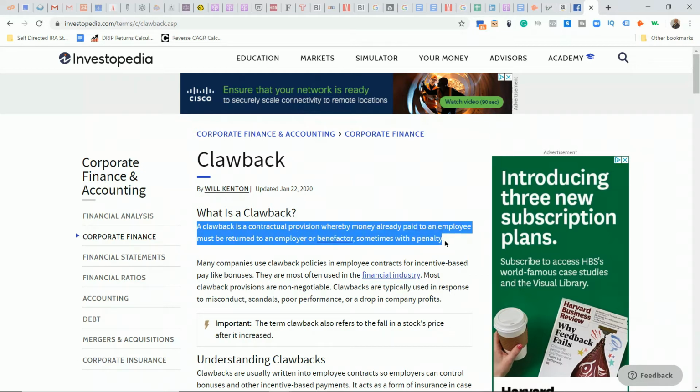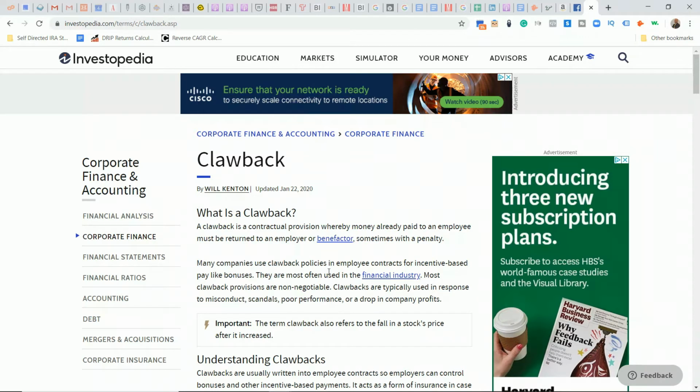I'm just going to read this definition here and then we can go over it. A clawback is a contractual provision whereby money already paid to an employee must be returned to an employer or benefactor, sometimes with a penalty. So typically you'll see clawbacks for CEOs, CFOs, COOs, stuff like that at a company. Executives, members. I can't recall ever seeing them for board members, but that might be an option as well.